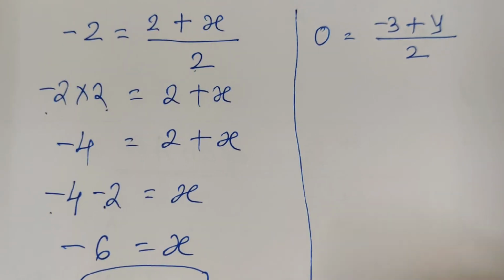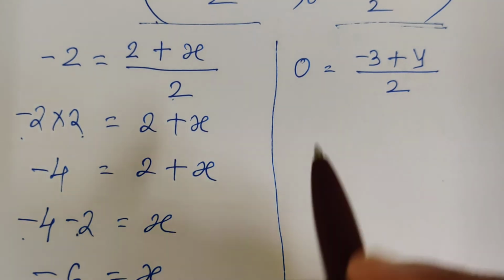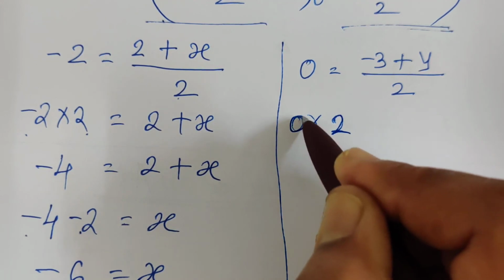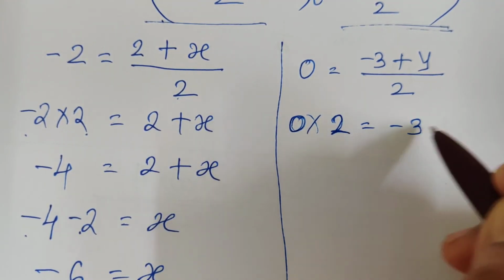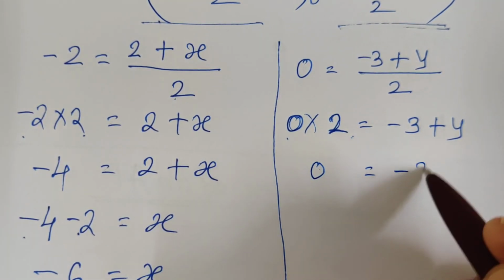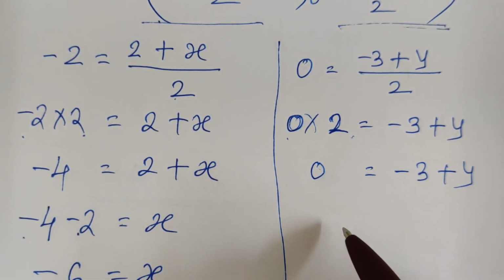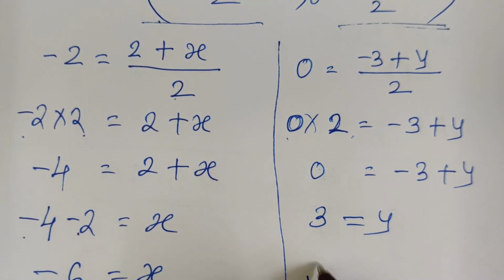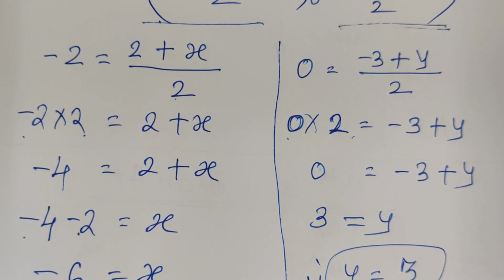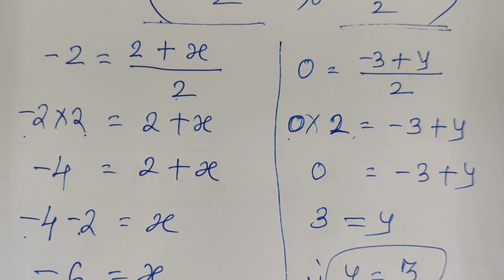And now here we will complete the calculation for y. 0 multiplied by 2. I am showing you each and every step, you can avoid these steps. 0 equal to minus 3 plus y. And so y equal to 3. And so you can write the answer. The coordinates of B are minus 6 and 3.